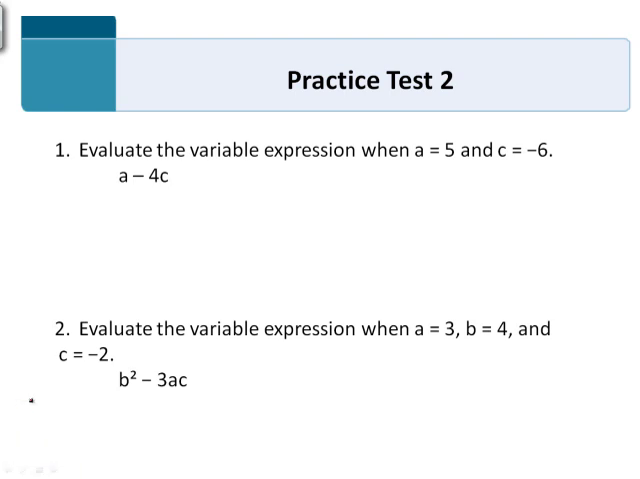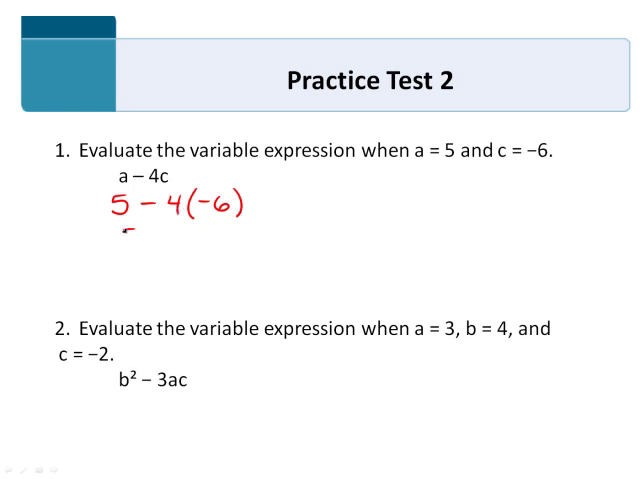So let's get started. Number 1, evaluate the variable expression when a equals 5 and c equals -6. So what you're doing here is you're plugging in those numbers for those variables. So we're going to have 5 minus, and it's 4 times c, so 4 times -6. Okay? Now you follow your order of operations to simplify the expression.